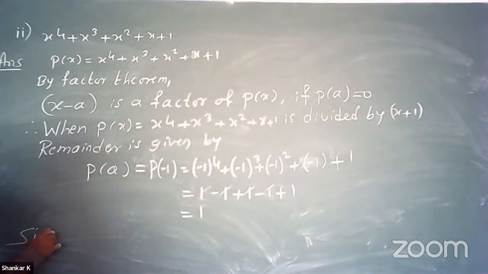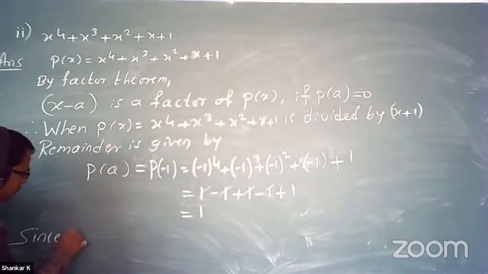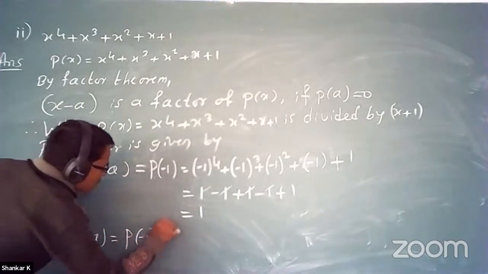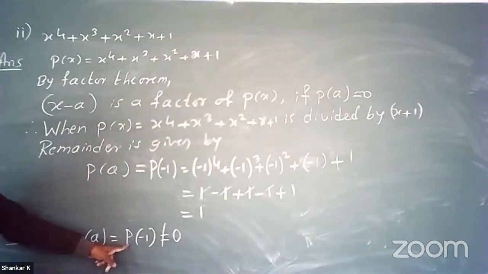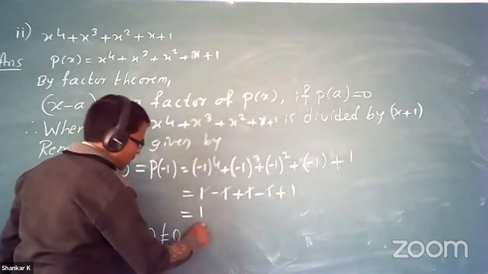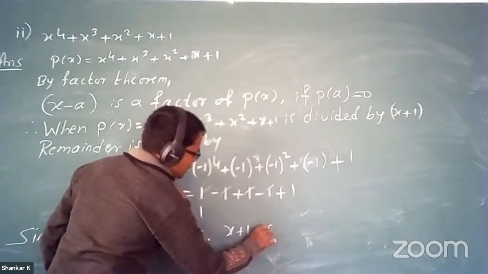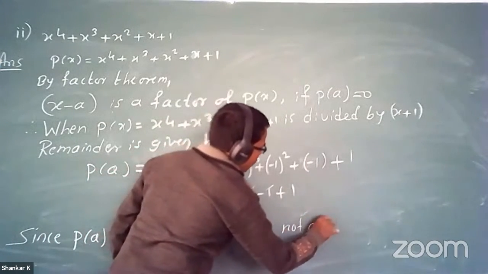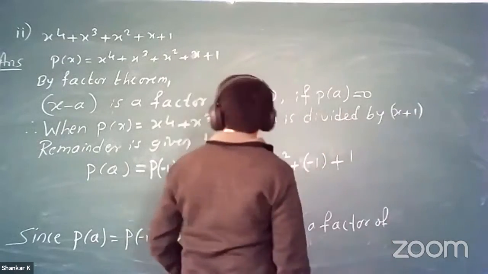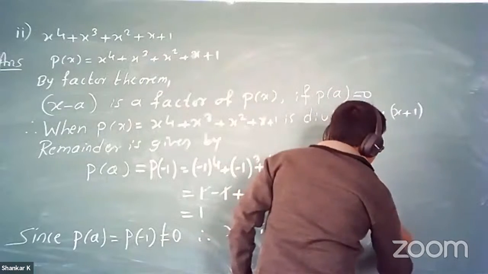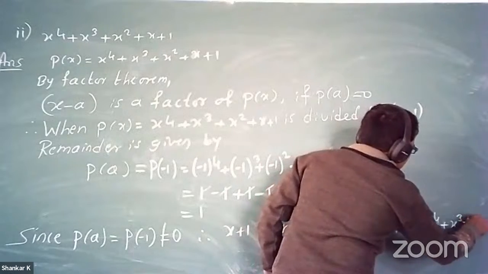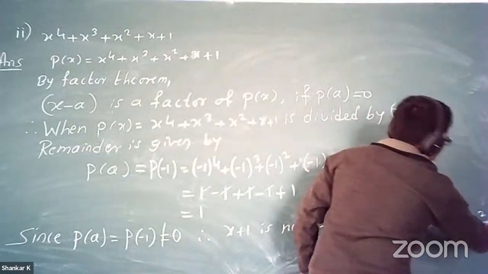Since p of a, that is p of minus 1, is not 0, therefore x plus 1 is not a factor of this polynomial, p of x equal to x raised to 4 plus x cube plus x square plus x plus 1.